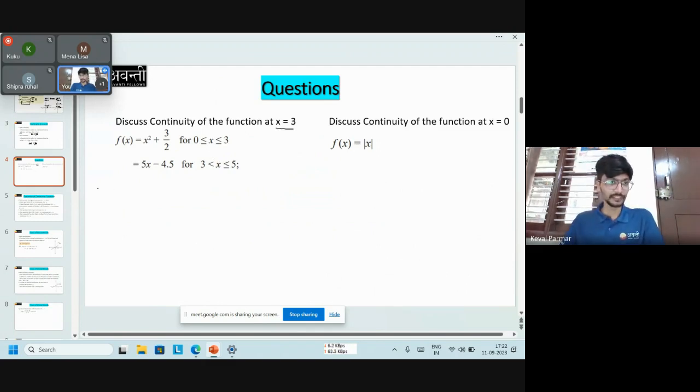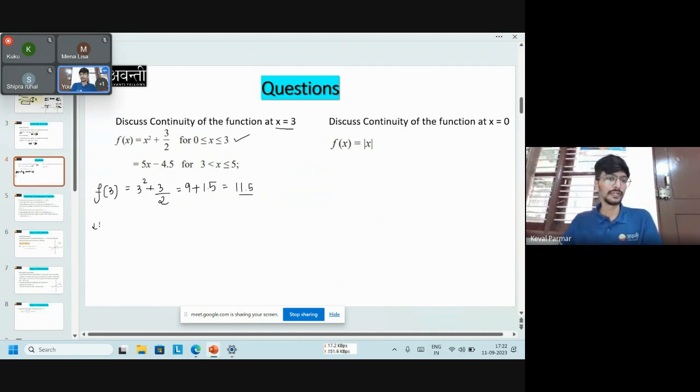First, the functional value at x equals 3 means just input x equals 3. So which definition will I use? This one, because here it has an equality. So I will get 3 square plus 3 upon 2, which is 9 plus 3 upon 2. 3 upon 2 is 1.5. So that means 11.5, the functional value is defined. So condition 1 checked. Let's look at if the limit exists.